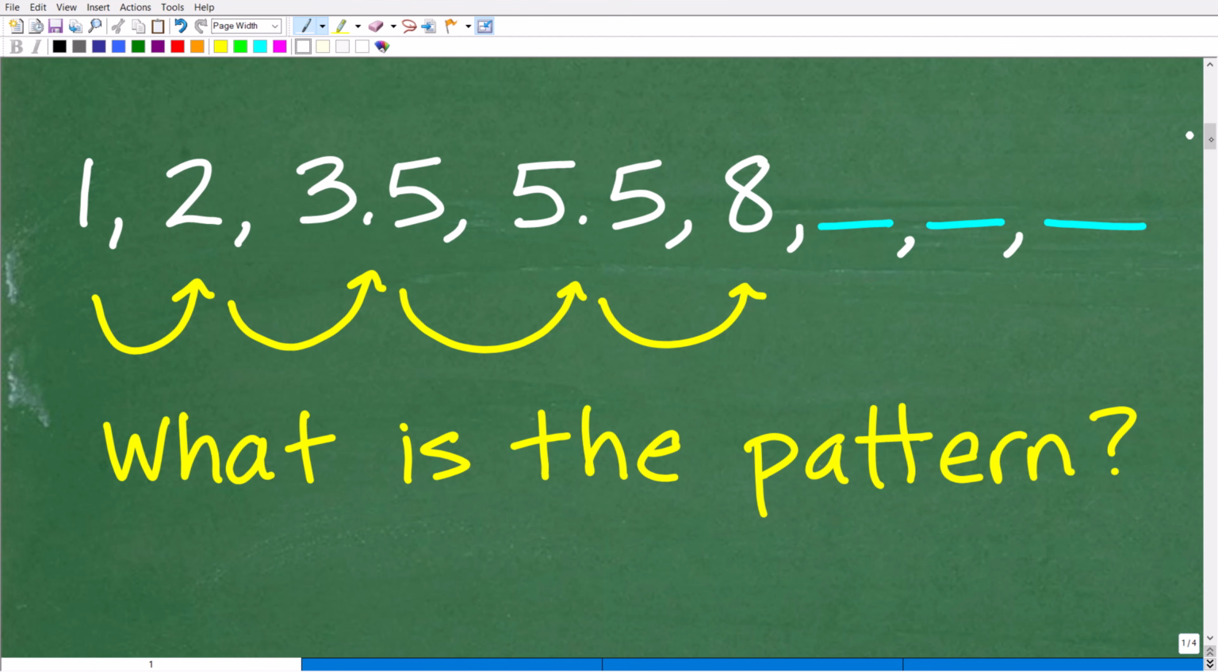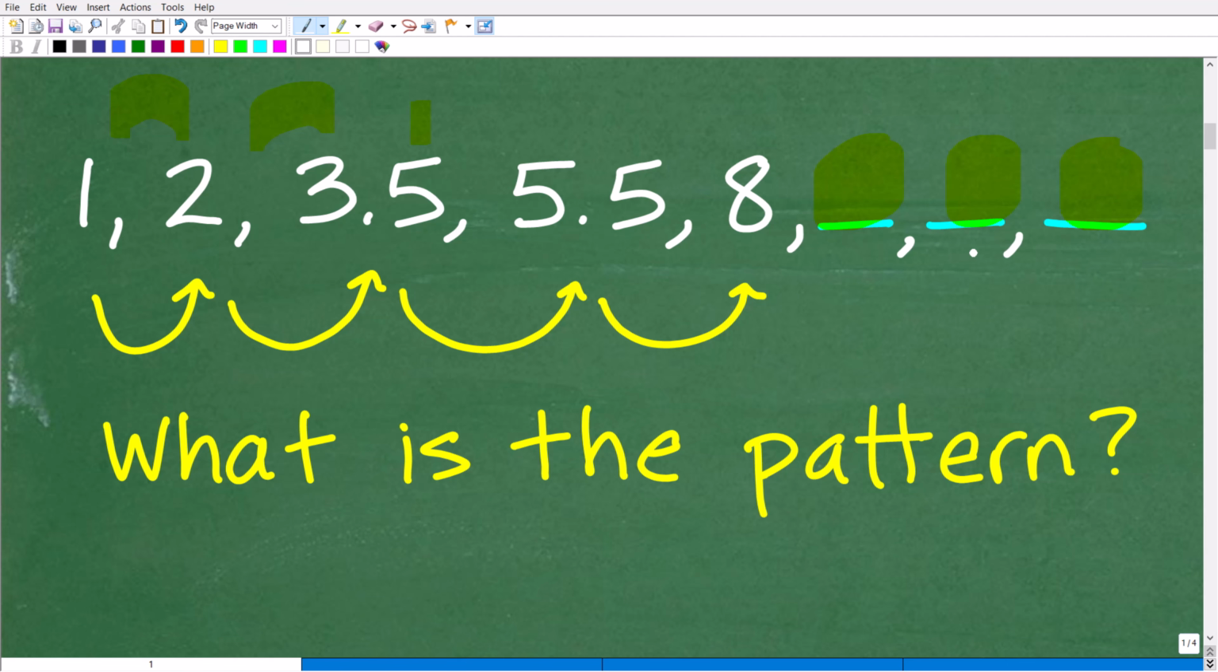And to answer the question here, we need to know what is the pattern between these numbers. So we're going from 1 to 2, and then 2 to 3.5, 3.5 to 5.5, 5.5 to 8. Well, what's going on? How are we going from one number to the next? Because if we can't figure out the relationship between these numbers, there's no way we're going to be able to answer what the next three numbers in this sequence are.